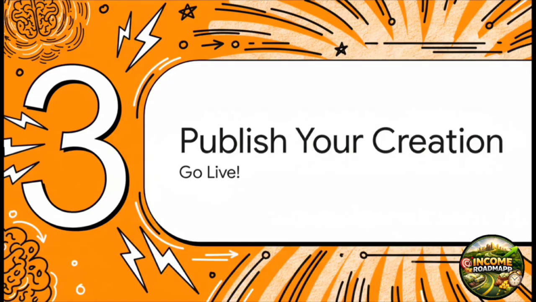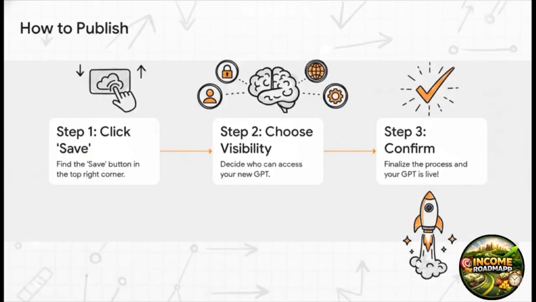All right, so we've built its brain, we've given it that secret knowledge base, we've turned on its superpowers. What's left? Well, there's only one thing left to do. It's time to publish this thing and bring your creation to life. And honestly, you're not going to believe how easy this part is. It's literally a couple of clicks. You hit the save button up in the corner, pick who gets to see it, and then you just confirm. Boom, done. Your custom AI is officially live.